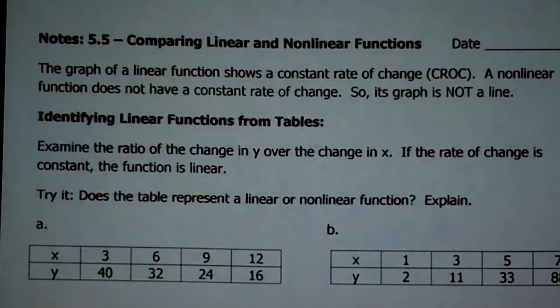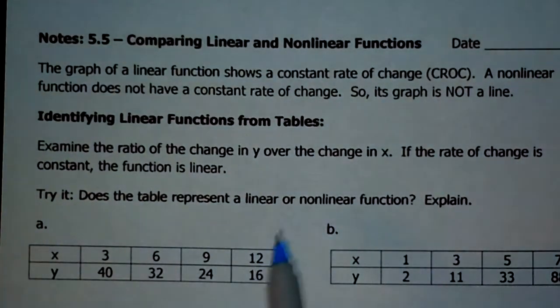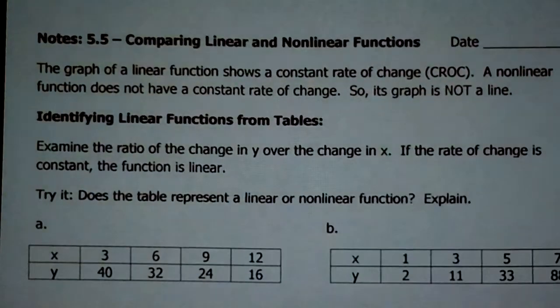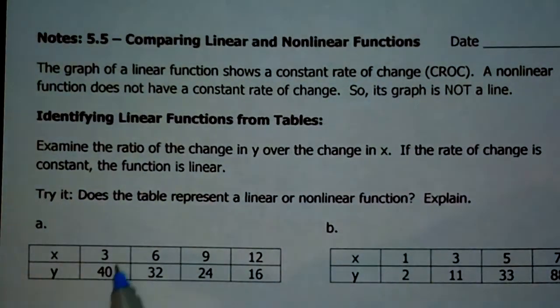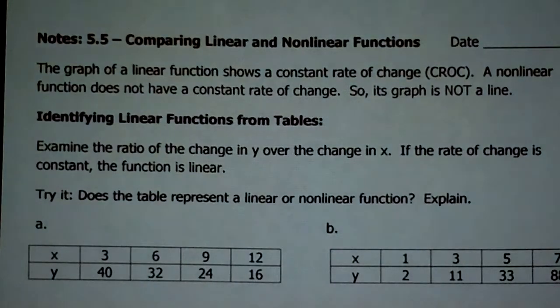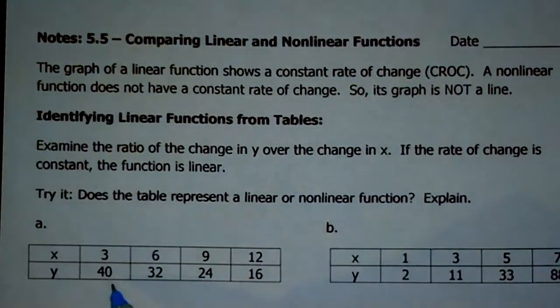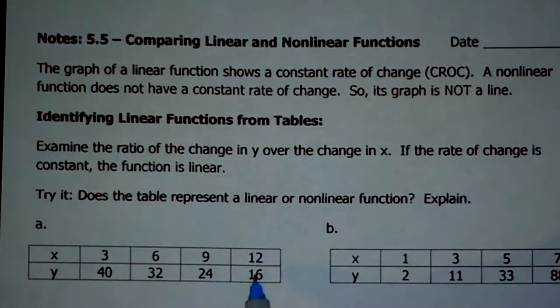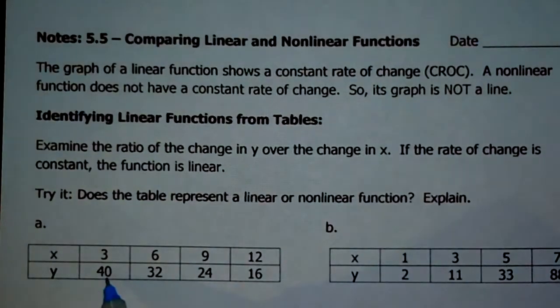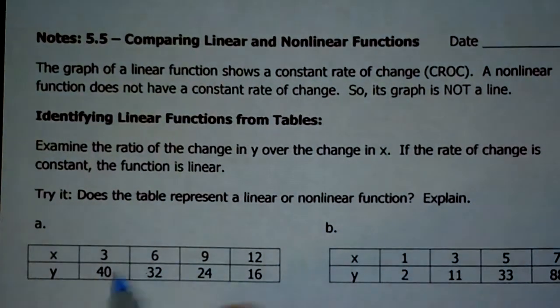Just like the olden days, we're going to actually see if we can find the rate, or the slope, from each table. So the question you have to answer is, does the table represent a linear or nonlinear function? And explain yourself. So in looking at that, I know that the slope, the rate, is the change in y divided by the change in x. So take a look at our y values here and what's going on with y every time. I see that it's going from 40 to 32, and that would mean down by 8. 40 minus 32 is 8.